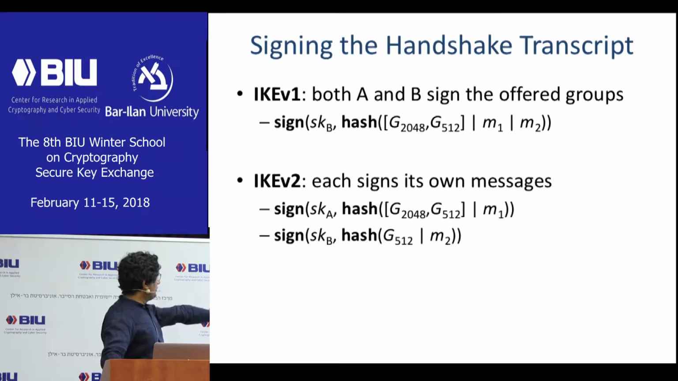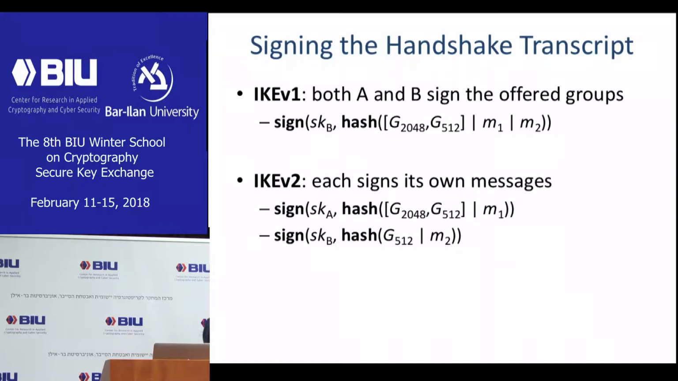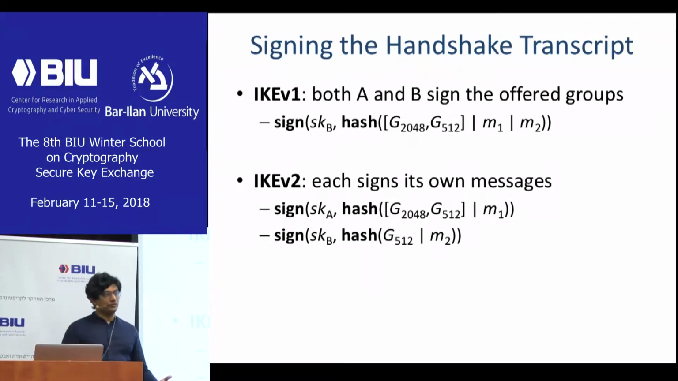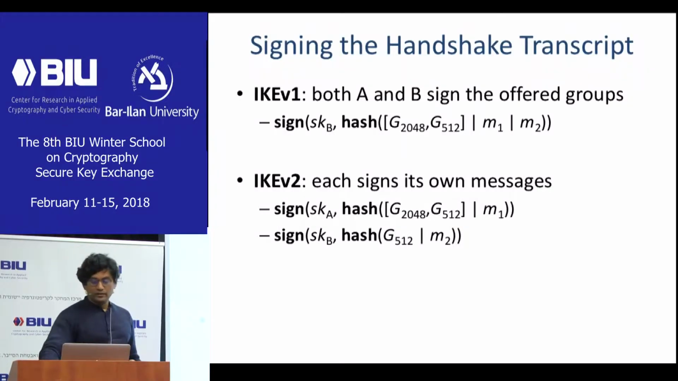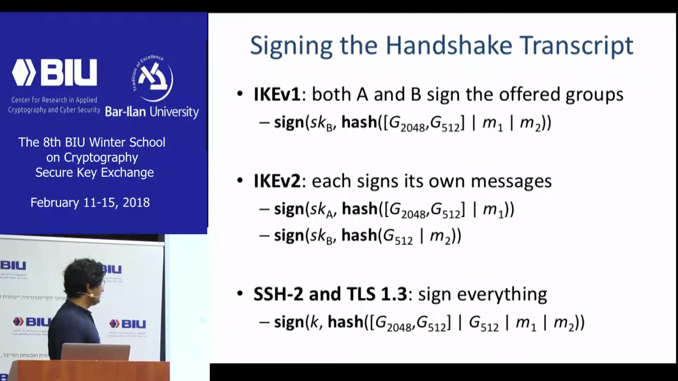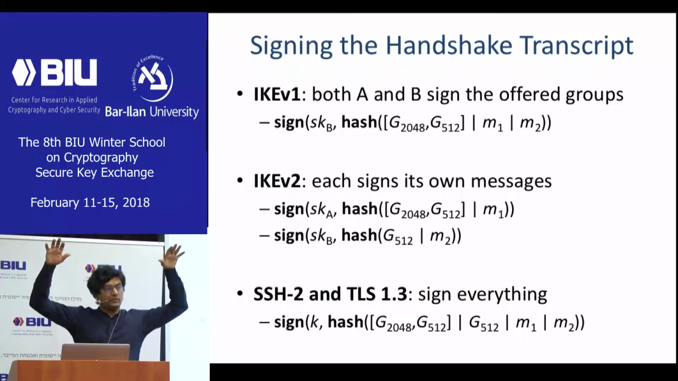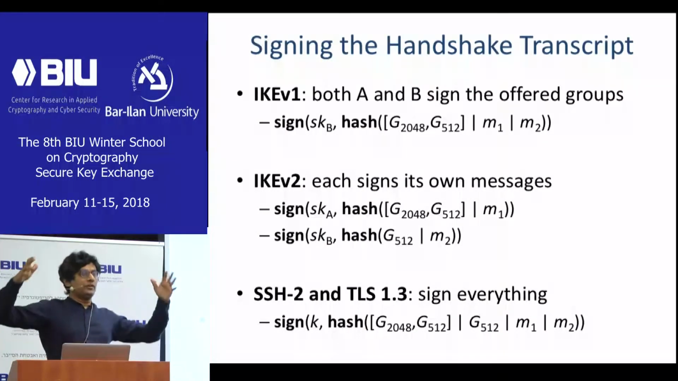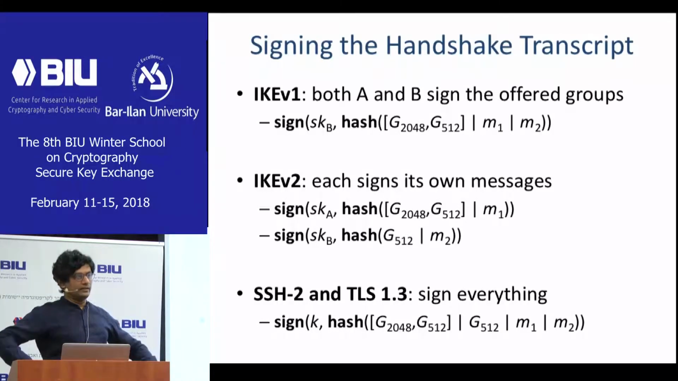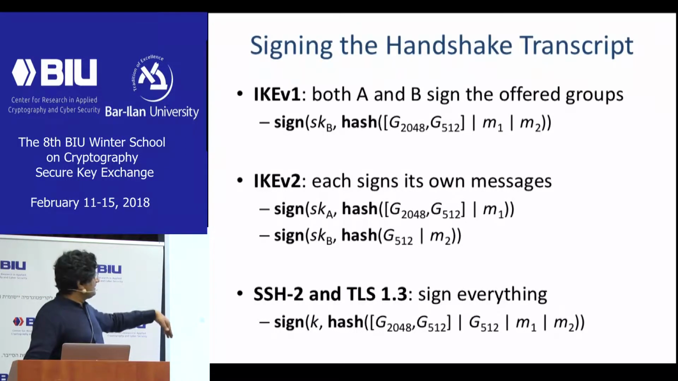Okay. In IKEv2, each of them is going to sign its own message. So A is going to sign the offered groups, and B is going to sign the chosen group. So they're going to sign their own messages. And SSH2 and TLS 1.3, they're just going to sign everything. Both A and B are going to sign a hash of everything that was sent in the message.